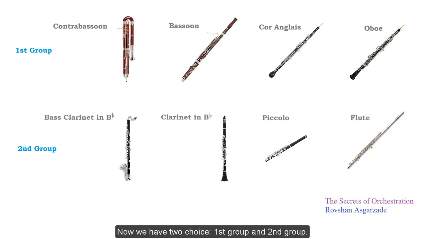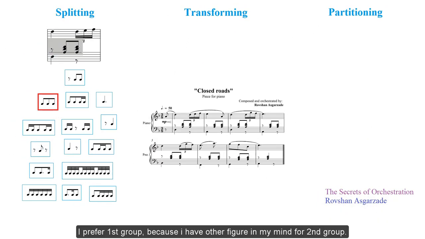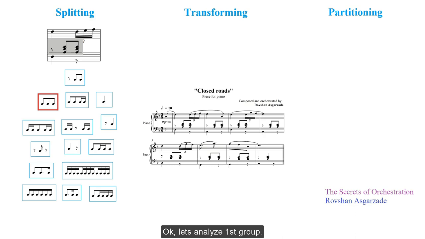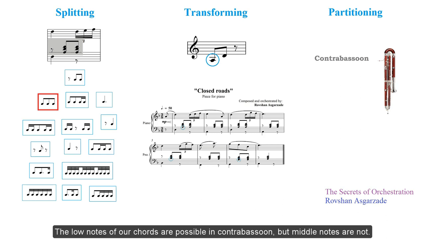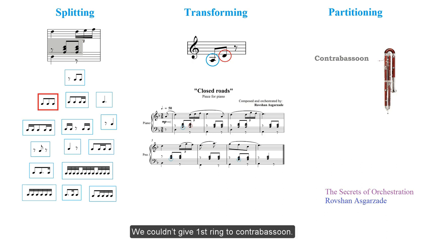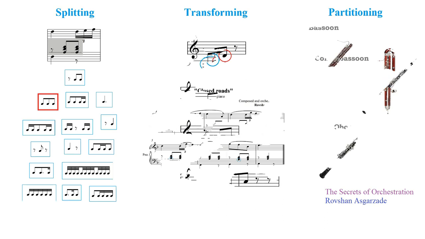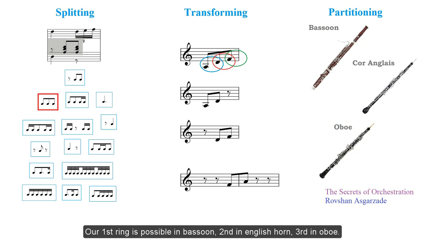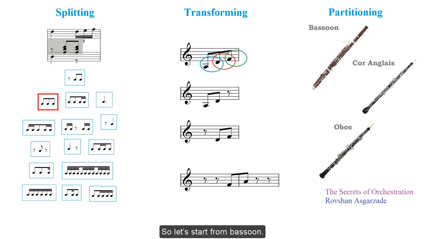Now we have two choices: the first group and the second group. I prefer the first group because I have another figure in mind for the second group, and they will play a more difficult figure than this. Okay, let's analyze the first group. The low notes of our chords are passable in contrabassoon, but the middle notes are not. We couldn't give the first ring to contrabassoon. Our first ring is passable in bassoon, the second in English horn, the third in oboe. So let's start from bassoon.